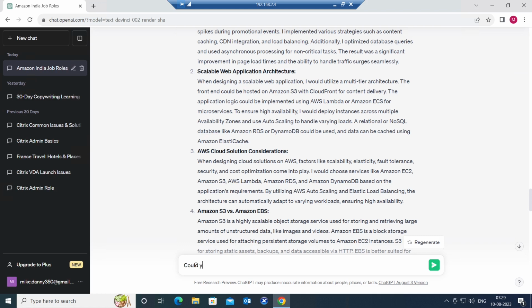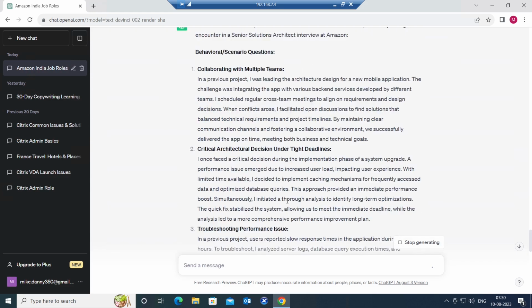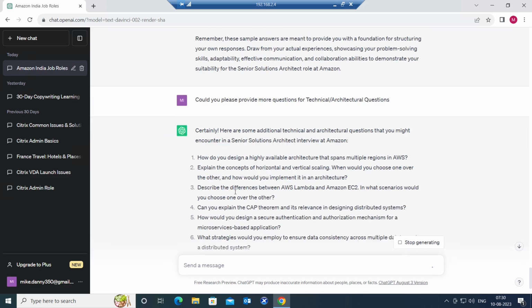Could you please provide more questions for... okay, I'm asking it to give more questions. It's not only 7 questions that you will read and go. You need to prepare at least 50, 100 questions so that you will be well prepared during the interview. So I'm going to hit enter. What it is going to do is give more questions. See, it is giving more questions.